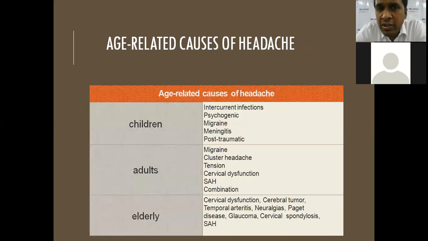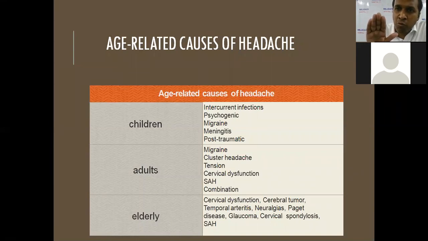So when we look at the age-related causes of headache, in children, it's intercurrent infections, psychogenic, migraine, meningitis, and after trauma. In the adults, it's migraine, cluster headache, tension-type headache, cervical dysfunction, subarachnoid hemorrhage, and it could be a combination of the above. In the elderly, it could be cervical dysfunction, tumors, temporal arteritis, neuralgias, Paget's disease, glaucoma, cervical spondylosis, and subarachnoid hemorrhage.